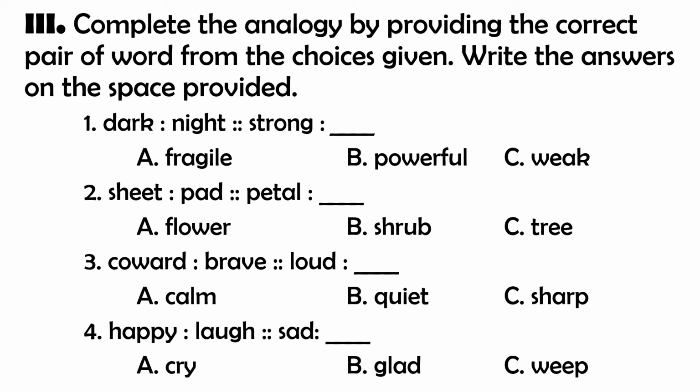Number 2. Sheet is to pad, as petal is to blank. A. Flower. B. Shrub. C. Tree. Number 3. Coward is to brave, as loud is to blank. A. Calm. B. Quiet. C. Sharp.